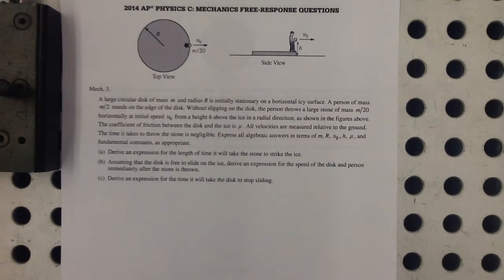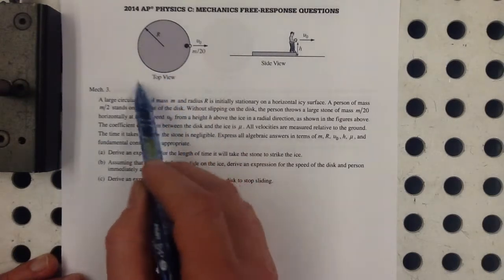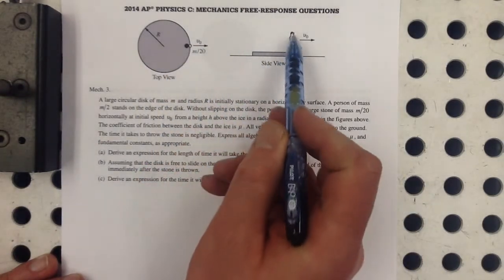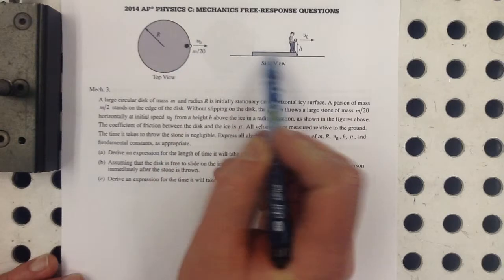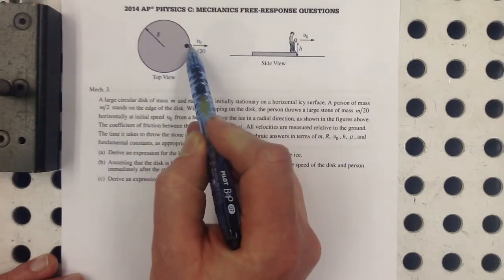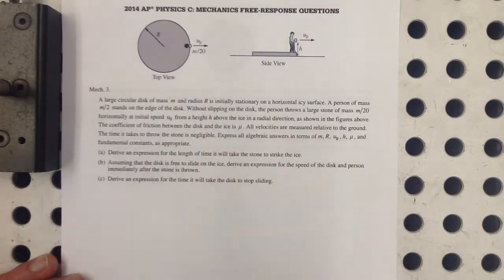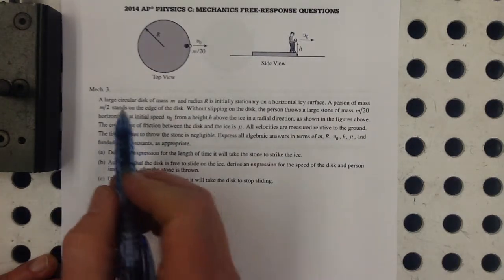Hi, this is the video that contains the solution for 2014 Mechanics number 3. So let's see what we got here. This looks like fun. Here's a top view of this person standing on the edge of this circular platform. I guess that's the little ball that they're holding. So let's see what's going on here.